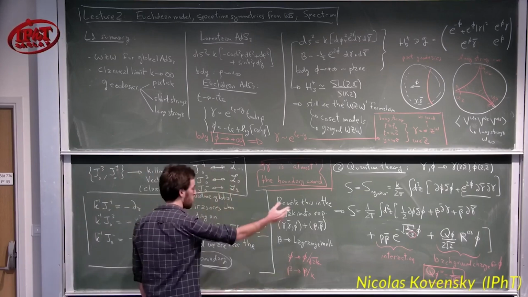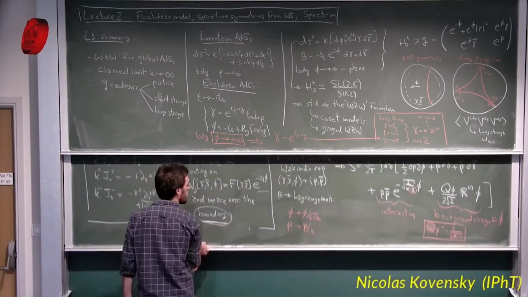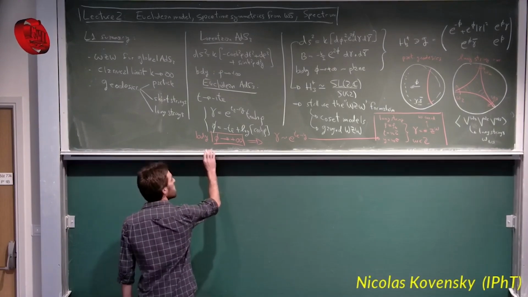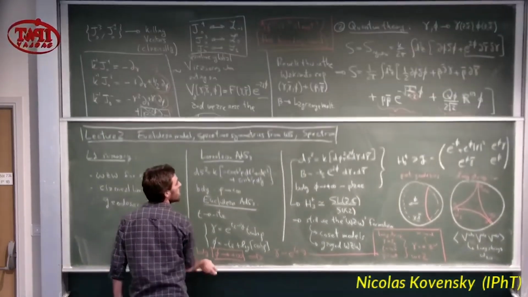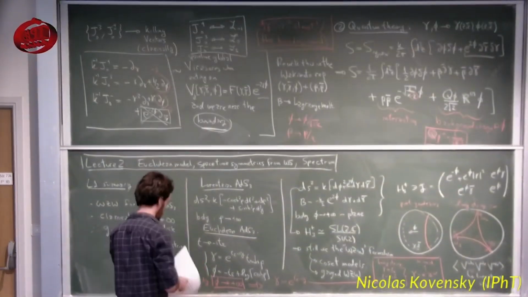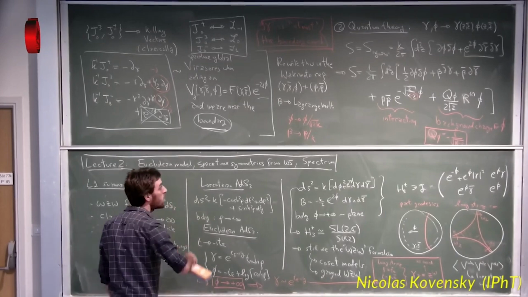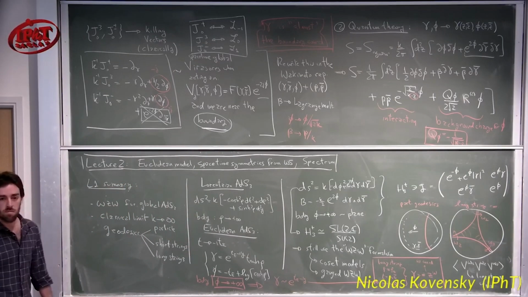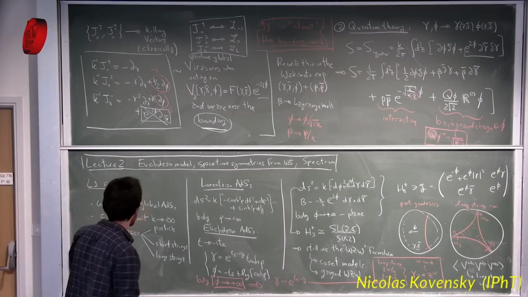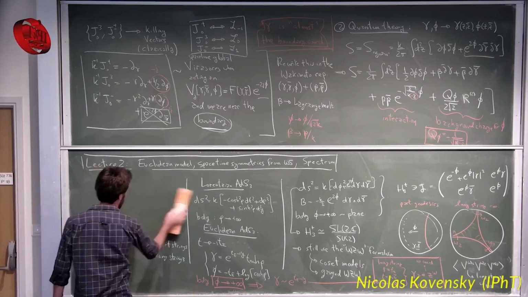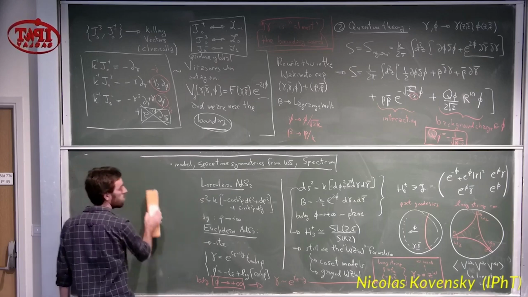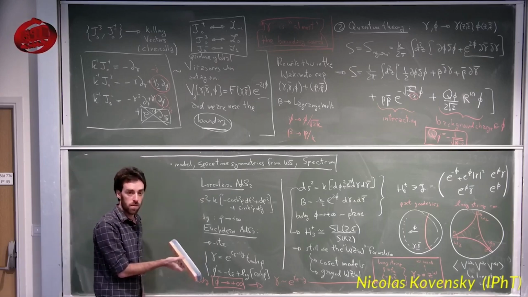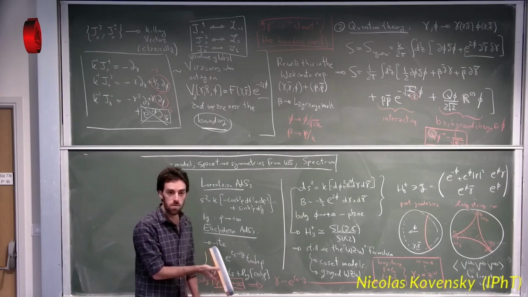Okay, so this is what you get. If you start from the action in the first line, there is no way to see the k minus 2. It's really at the quantum level. I mean, if you do it carefully with the path integral and the actual measure, you do.